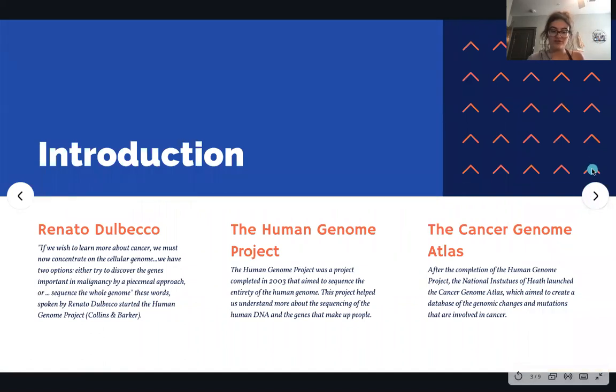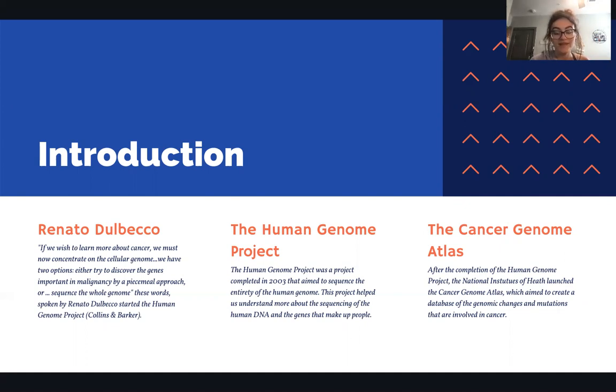Okay, so for the introduction, there's a quote from Renato Dulbecco. It says, "If we wish to learn more about cancer, we must now concentrate on the cellular genome. We have two options. Either try to discover the genes important in malignancy by a piecemeal approach, or sequence the whole genome." So these words were largely credited to starting the Human Genome Project, which, as mentioned in the second part of the quote, sequence the entire genome.